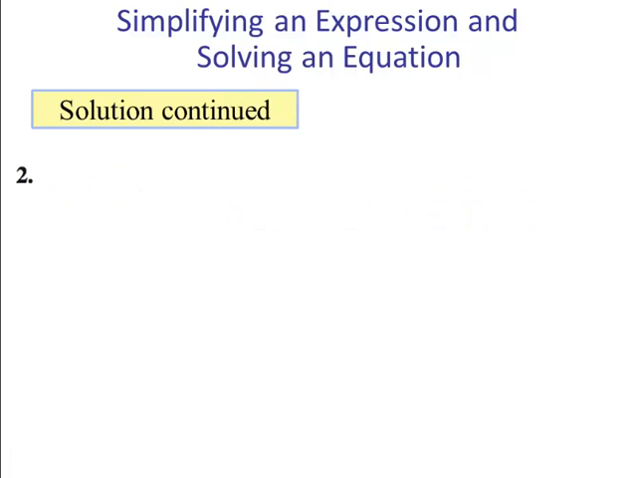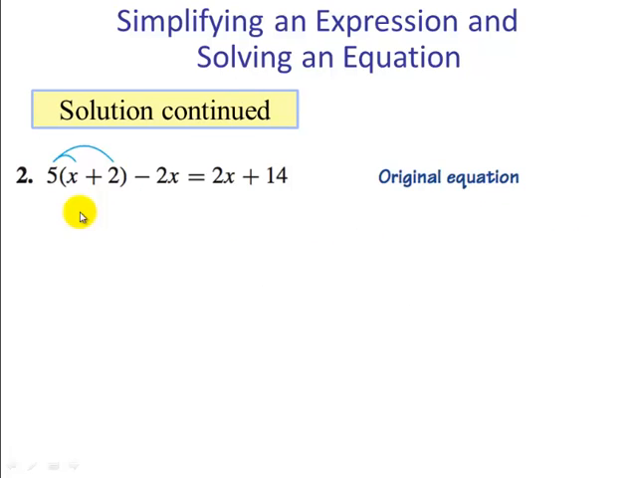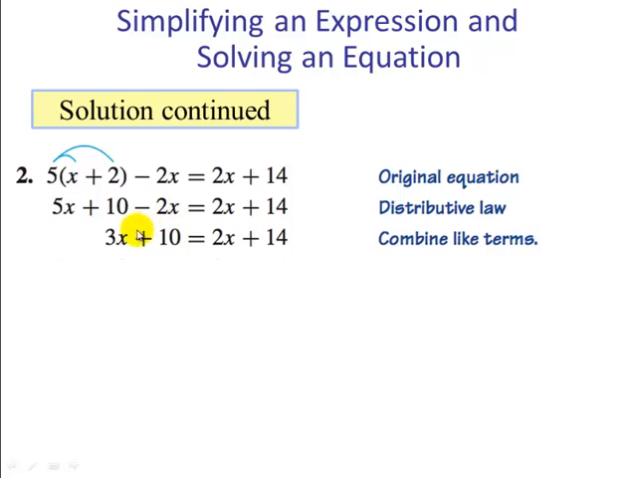Number 2, we have our equation. Again, our first step is to use the distributive property. We end up with 5x plus 10 minus 2x. We bring down what's on the right hand side of the equal sign, 2x plus 14. So this is an equation. We can simplify on the left hand side. We have 5x and we have 2x. So 5x plus negative 2x is 3x plus 10 equals 2x plus 14.